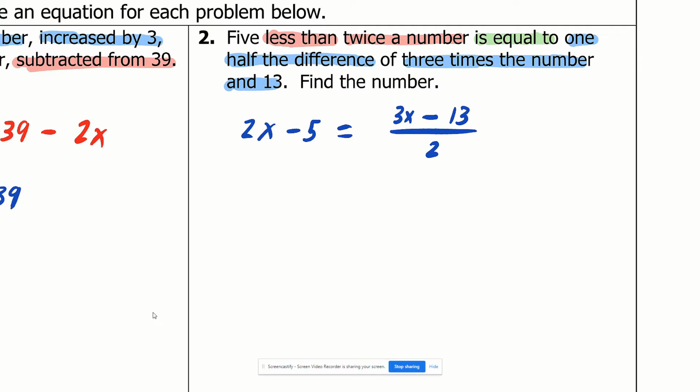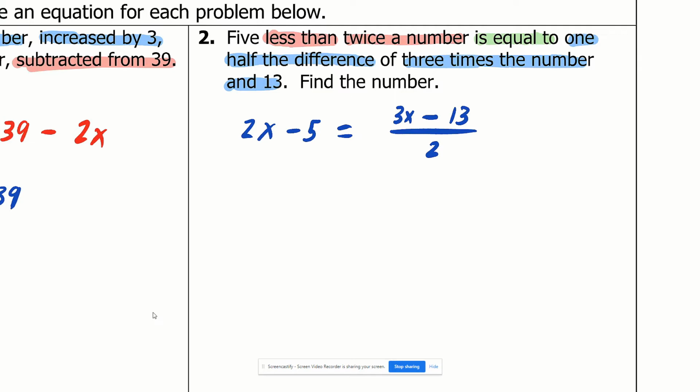So here's what my word problem said. 5 less than twice the number, that's 2x minus 5, is equal to 1/2 of the difference, so divided by 2, what? The difference, subtraction, of 3 times the number, 3x, and 13. So 3x minus 13 divided by 2.